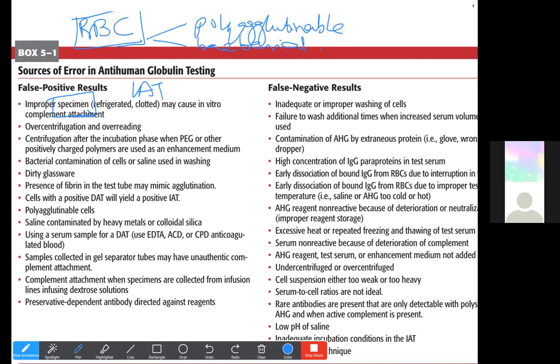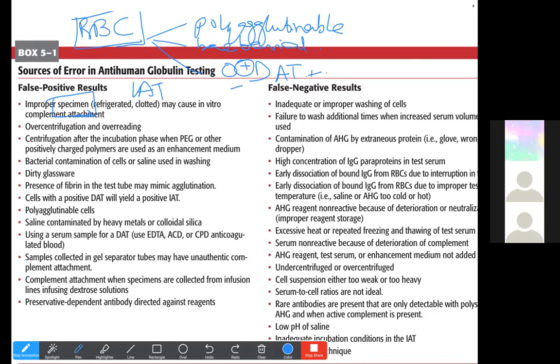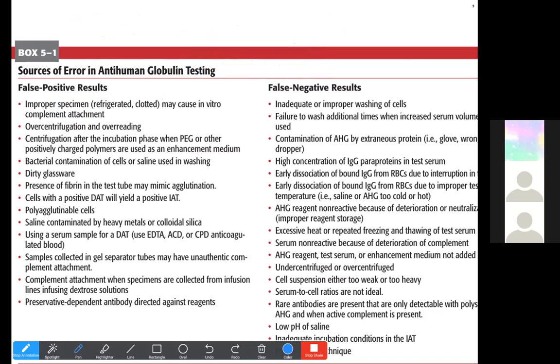some reagent cells that may be O positive, so they will give a positive DAT. If the D antigen is positive, or cells with a positive DAT, they may also give a positive IAT. So we have 3 problems with the cells that are used in the sample mix. And then we have problems with the sera, we can have problems with the cells, then we can even have problems with the AHG reagent that is used.